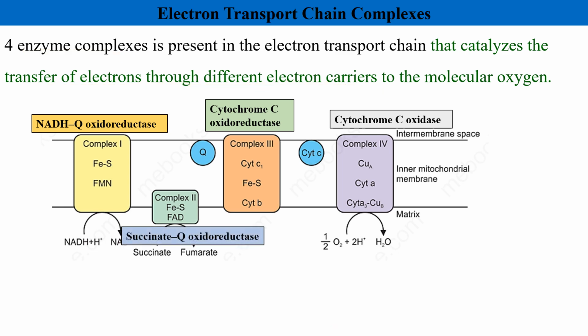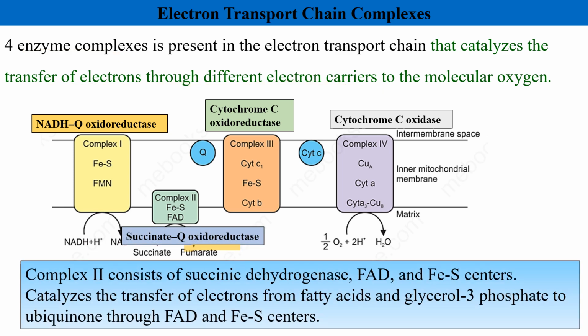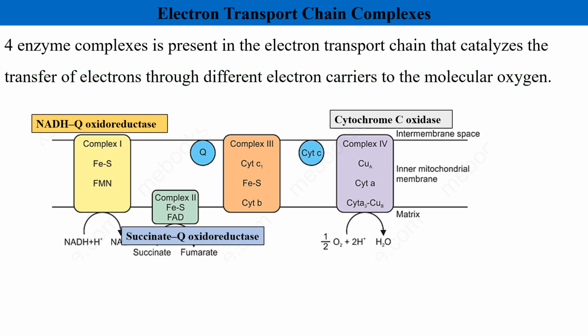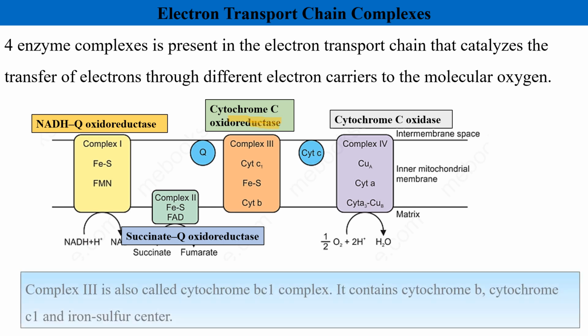Next is succinate oxidoreductase. This is complex 2, which consists of succinic dehydrogenase, FAD and FeS center, and catalyzes the transfer of electrons from fatty acid and glycerol 3-phosphate to ubiquinone through FAD and FeS center. Next is cytochrome C oxidoreductase, which is complex 3, also known as the cytochrome B C1 complex, and it contains cytochrome B, cytochrome C1 and iron sulfur center.